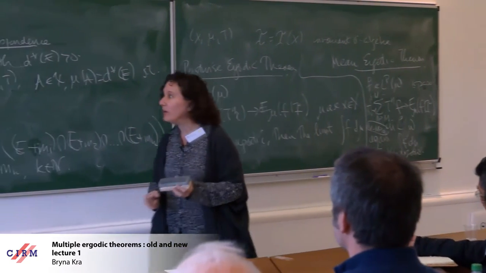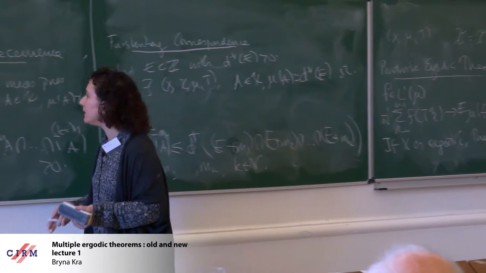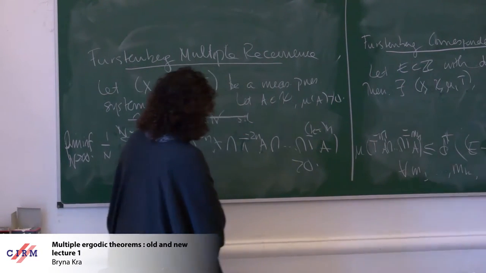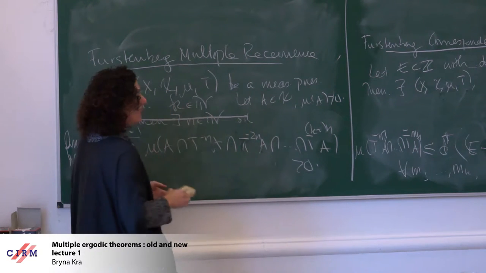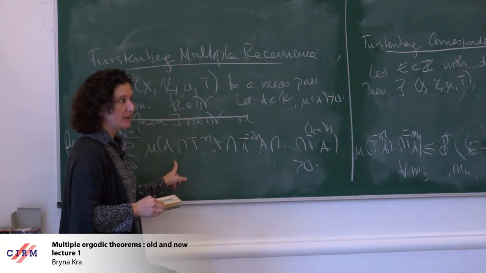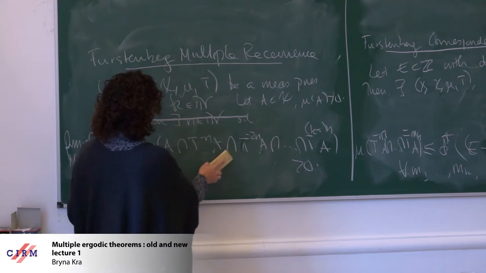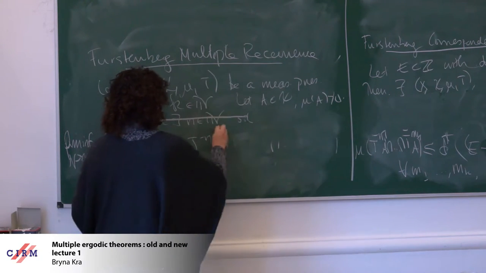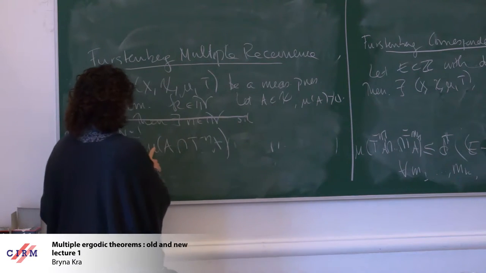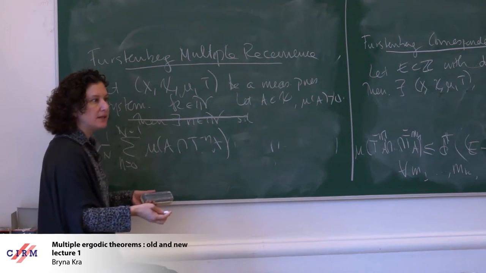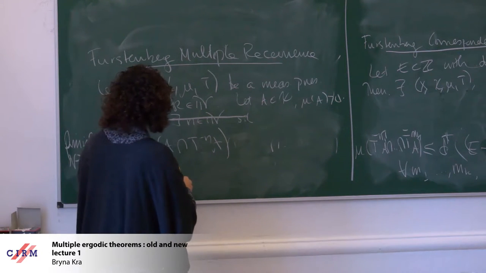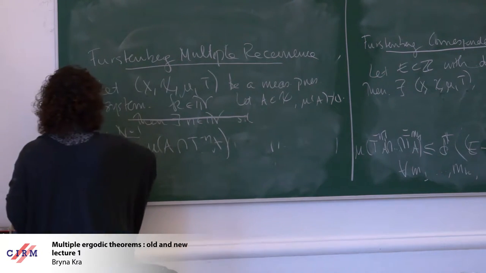Okay. So what types of problems do I want to consider? Well, why did I write down multiple recurrence in the ergodic theorem? The ergodic theorem corresponds exactly to k equal to 1 in this situation. So if I chop this off and was just looking at this very first one, the average of A intersect T to the minus n A, this corresponds to the mean ergodic theorem. Well, or pointwise, any one of these.